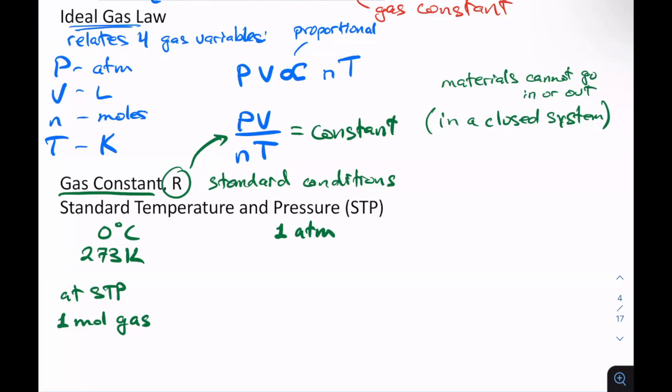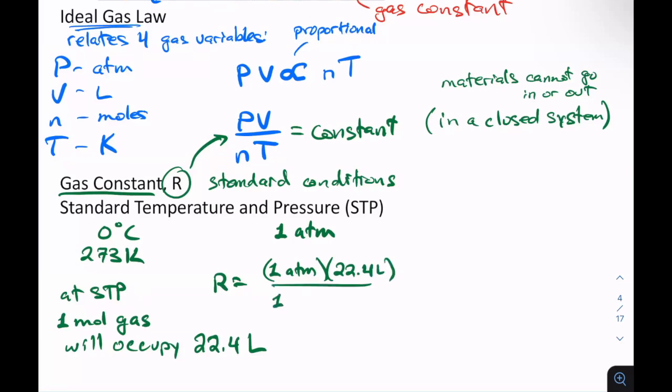So at STP, 1 mole of gas, we can measure this, will occupy 22.4 liters volume. Okay? So we can now set up that proportion. So R is going to be equal to, pressure is 1 atmosphere, the volume is 22.4 liters, the number of moles is 1 mole, and the temperature is 273 Kelvin. And when you add all that up in your calculator, you get the value of the gas constant, which is 0.0821. And the units, nothing cancels out here. So the units are liter atmosphere divided by mole Kelvin.